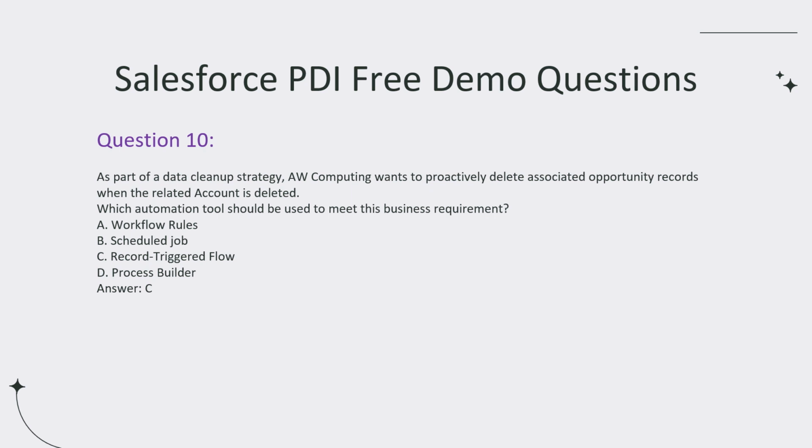10. As part of a data cleanup strategy, Universal Containers wants to proactively delete associated opportunity records when the related account is deleted. Which automation tool should be used to meet this business requirement? A. Workflow rules. B. Scheduled job. C. Record-triggered flow. D. Process Builder. Answer: C.